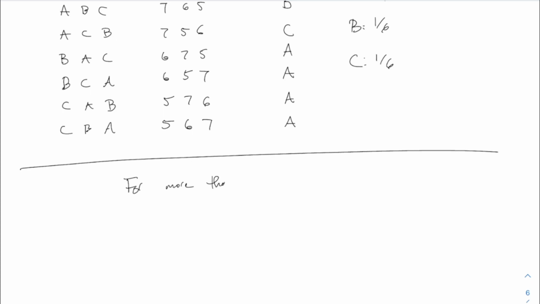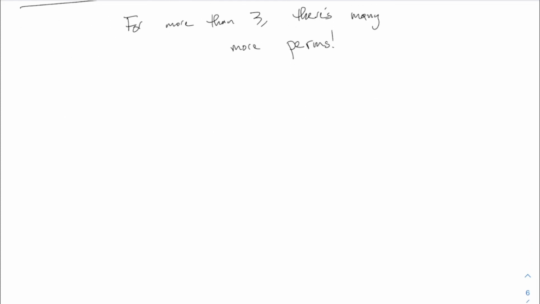For more than 3, there's actually many more permutations, right? Many more perms. I would like to talk a little bit about how many perms you expect there to be with a certain amount of voters. How many actual permutations do you expect it to be?